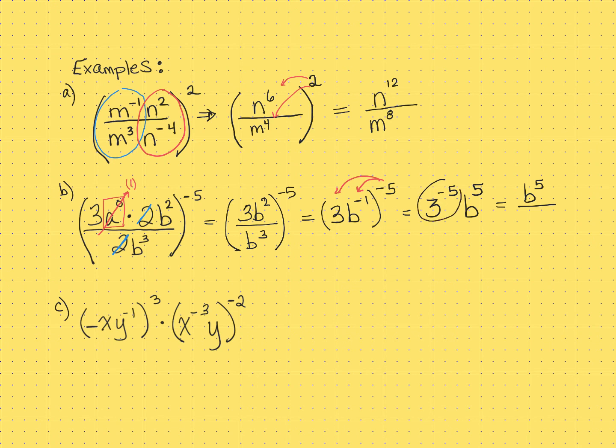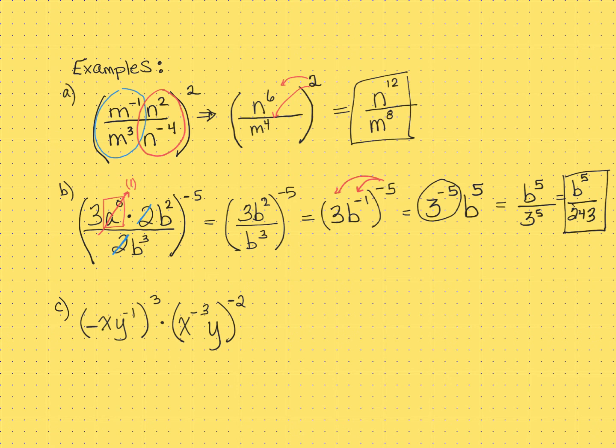Moving this down because it has a negative exponent would be 3 to the 5th, for a final answer of b to the 5th over 243. So again, one step at a time. Don't try to do it all at once.